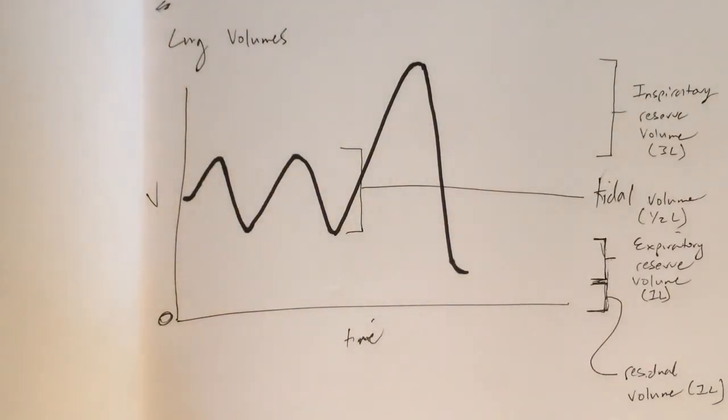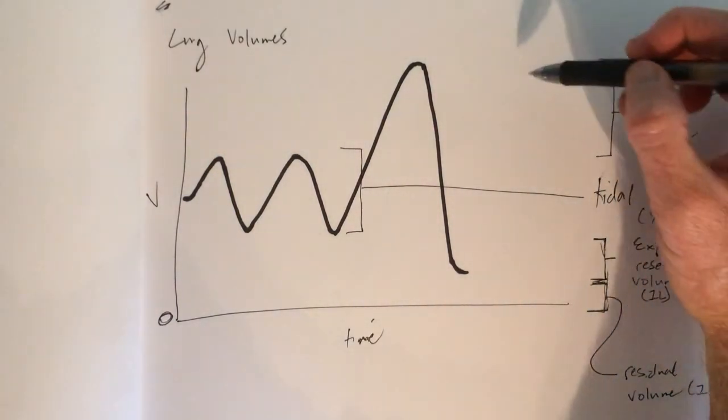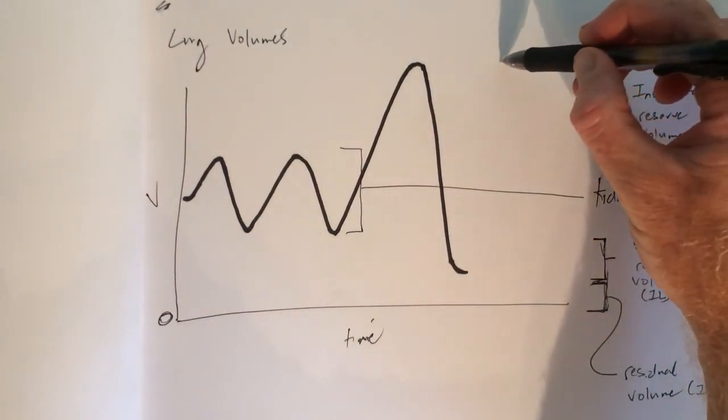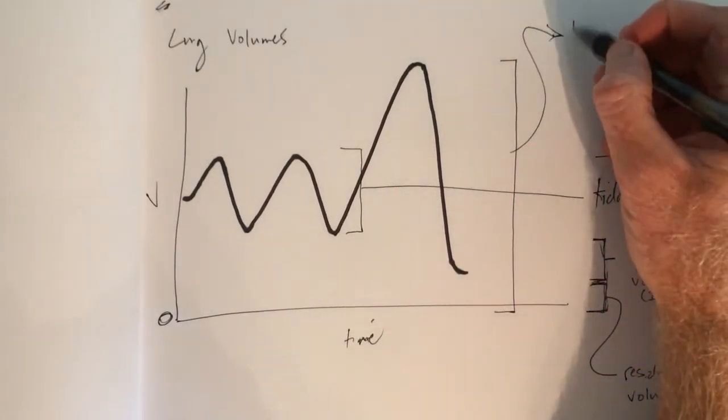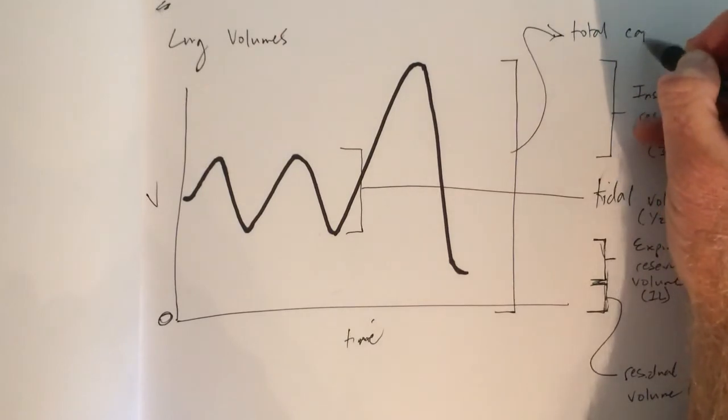Now, if you were to measure the entire capacity of your lungs from the top of your inspiratory reserve volume all the way down to 0, this is your total capacity.